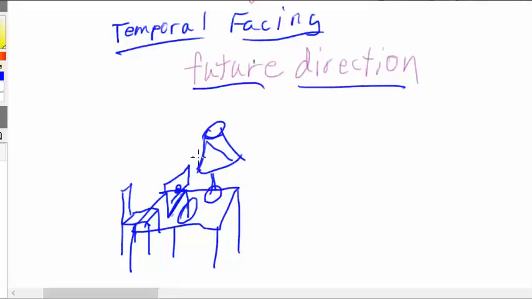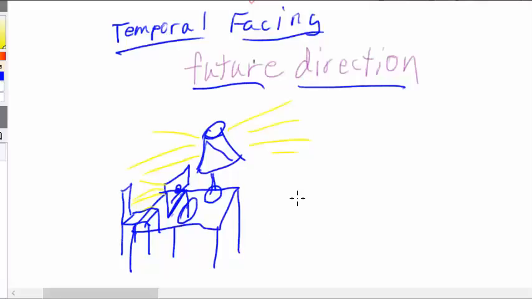Now, as long as I don't change my temporal facing, then the events that lie in my future include being hit by photons emanating from this lamp and this computer monitor. But if I did change my temporal facing, then there could be any number of events that lie in my future, such as going to the living room, or going out for a jog or a bike ride, or going to the coffee shop.